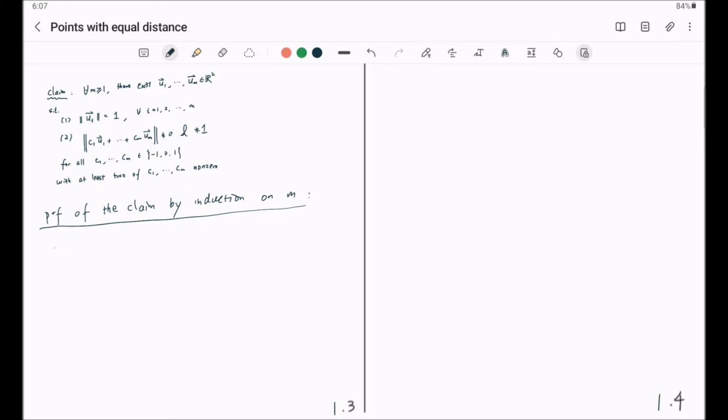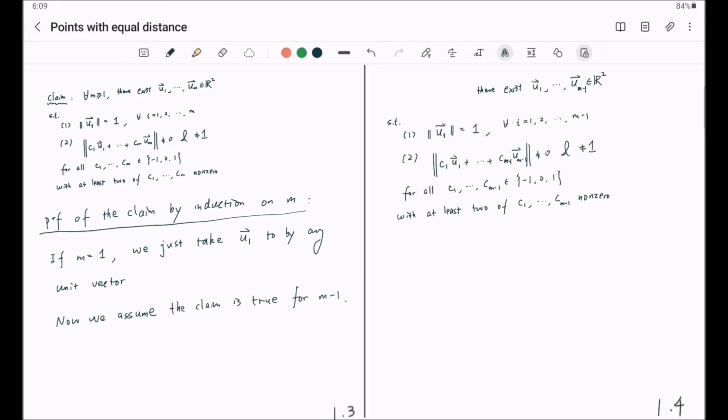If m is equal to 1, then the claim is trivial. We can just take u_1 to be any unit vector with length 1. And now we assume the claim is true for m minus 1. Namely, we have found u_1 through u_{m-1} satisfying those two properties. So this is our induction hypothesis.